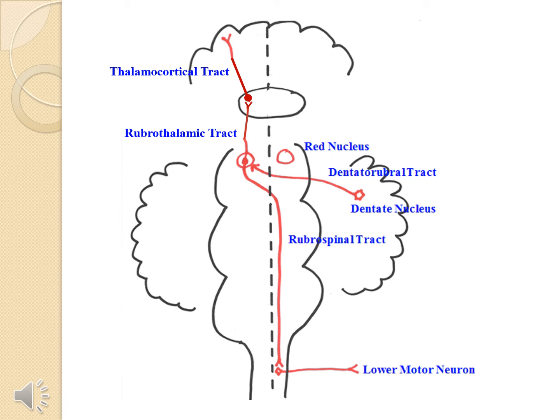Again, pointing out that though cerebral influence is primarily contralateral or opposite side, cerebellar influence to assist with coordination is ipsilateral or same side.